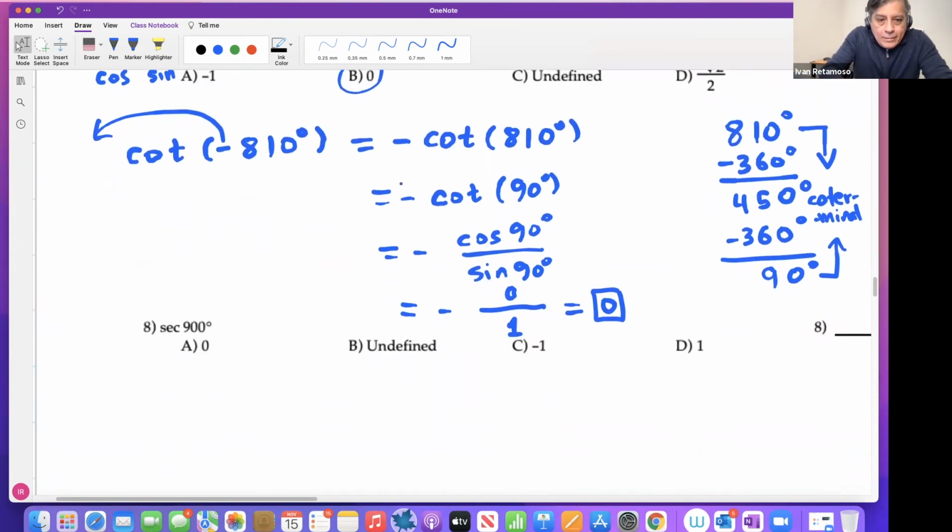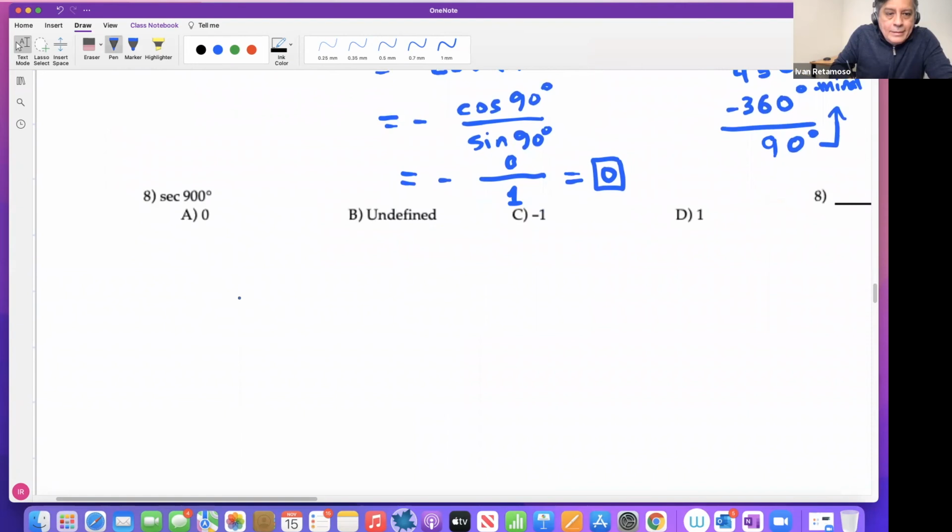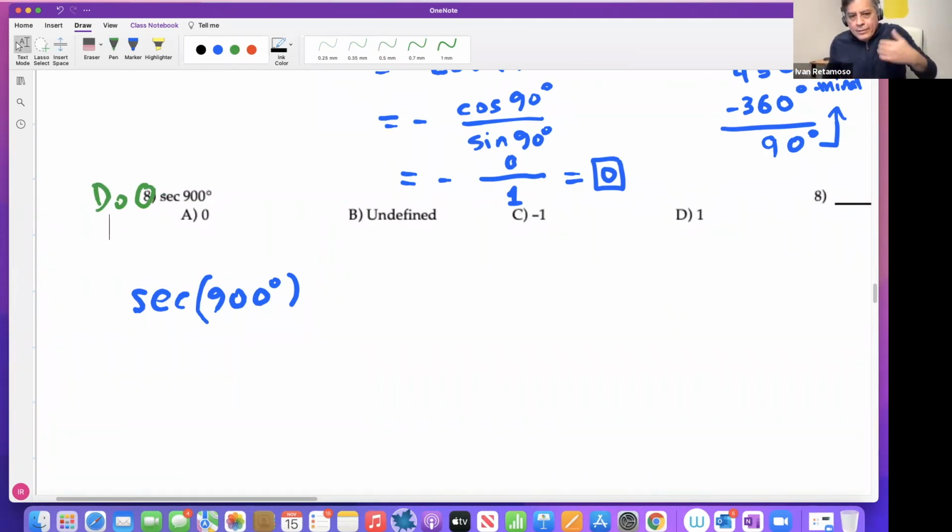Yeah, I think we can do one more. What about secant of 900 degrees? Can you try it quickly? Reduce the angle first, subtracting 360 degrees as many times as needed. Reduce it to a coterminal angle, and then from there you can go. You can use your unit circle sheet to help yourself out. Since we are running out of time, let's do it together.